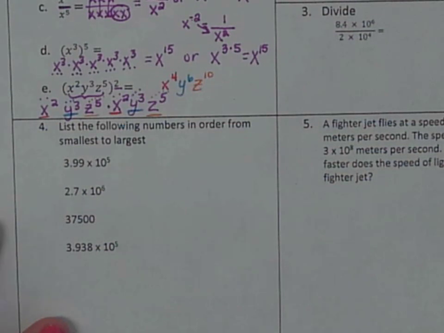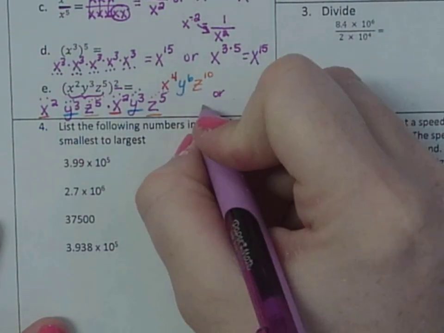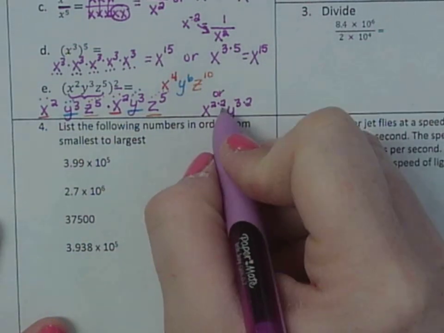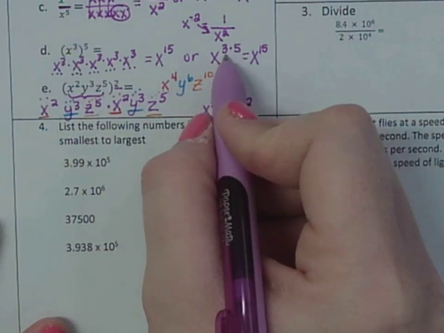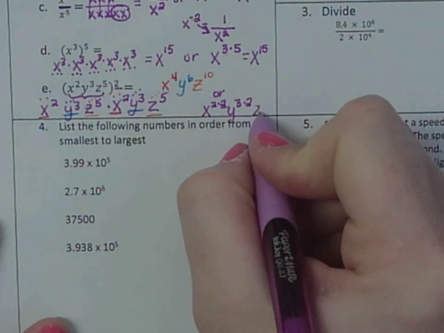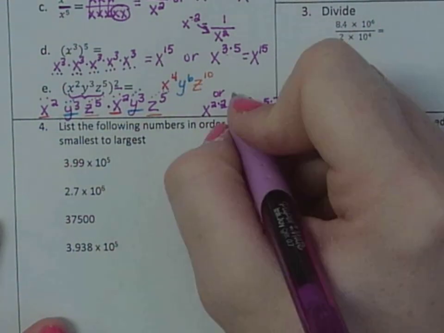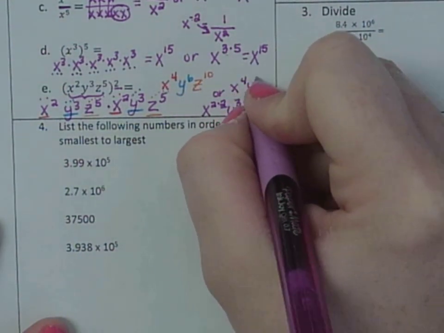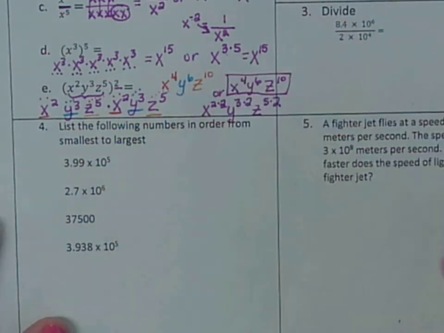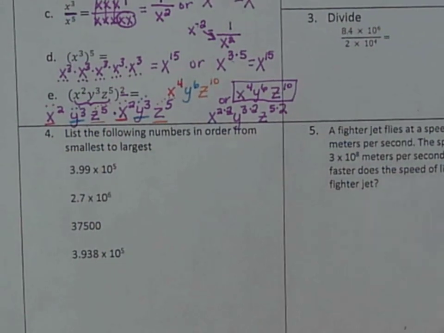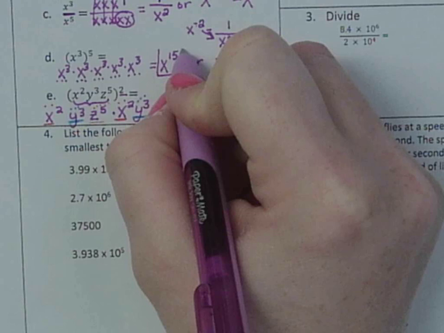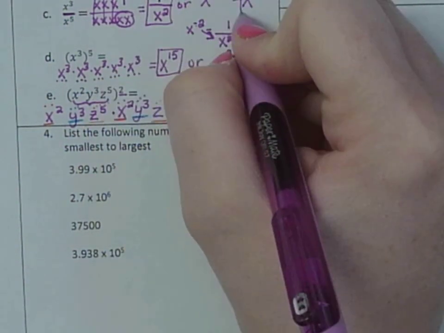Okay, or you could do x squared times 2, y cubed times 2, because remember our rule that we just talked about here, you can multiply this and that. So it'd be 2 times 2, 3 times 2, and z 5 times 2, which would be x to the 4th, y to the 6th, z to the 10th. And again, this is supposed to be a review. If you don't remember any of this stuff, you should probably go back and watch some of the videos of me teaching these rules.